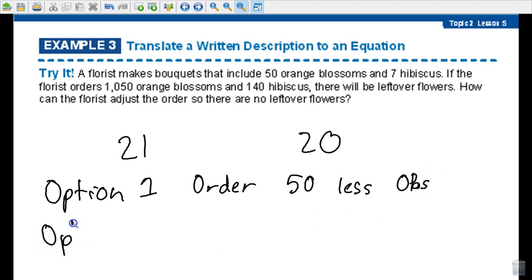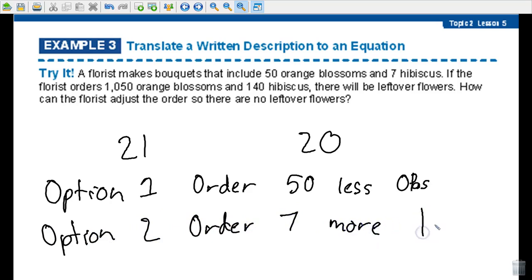Option 2, order 7 more hibiscus. And that'll work, so you won't have any leftovers. Option 1, you get 20 bouquets. Option 2, you get 21 bouquets.